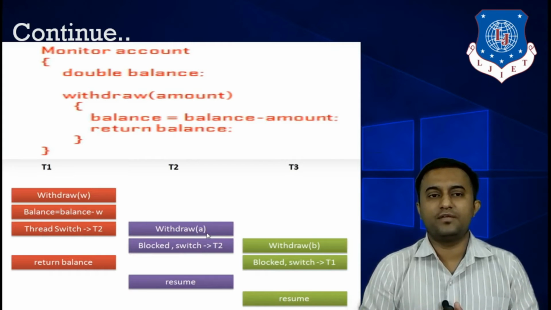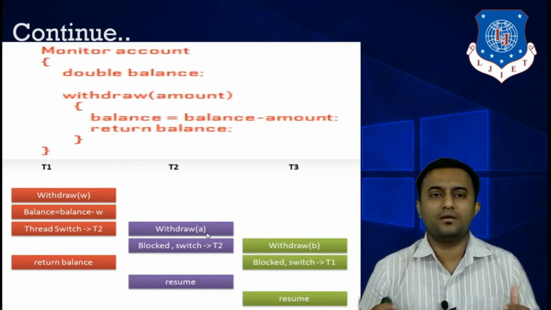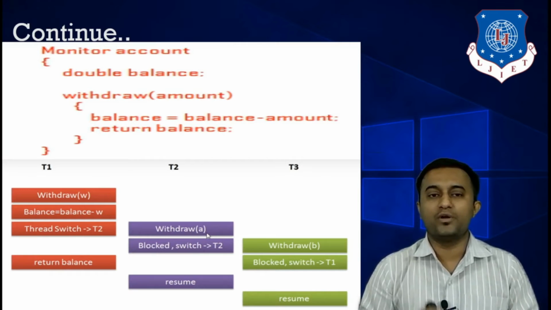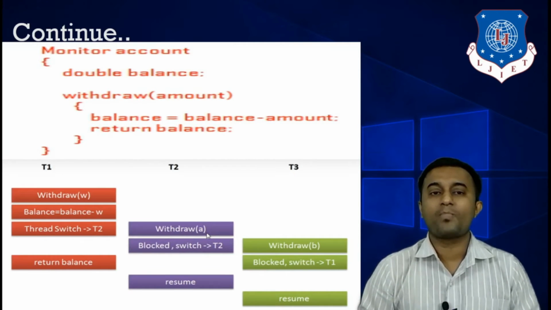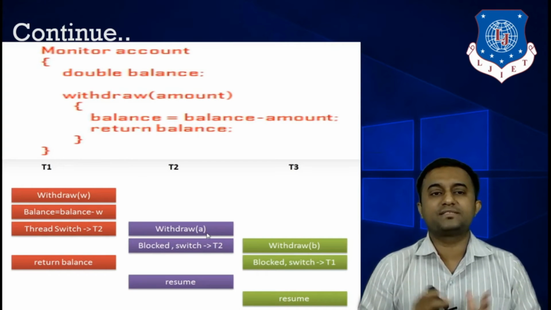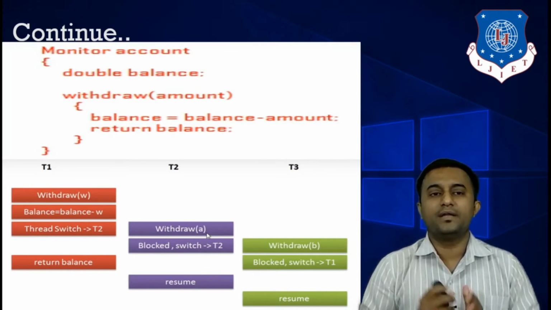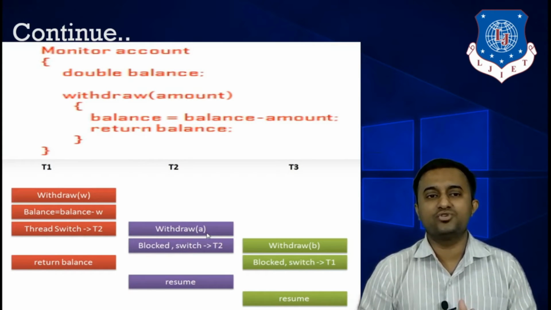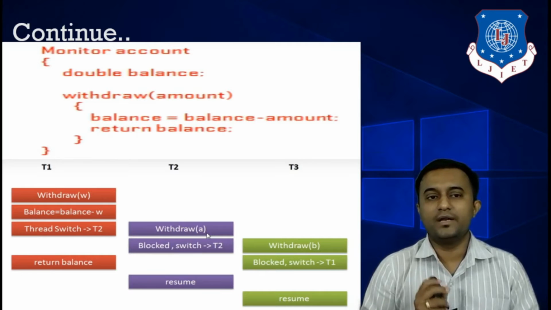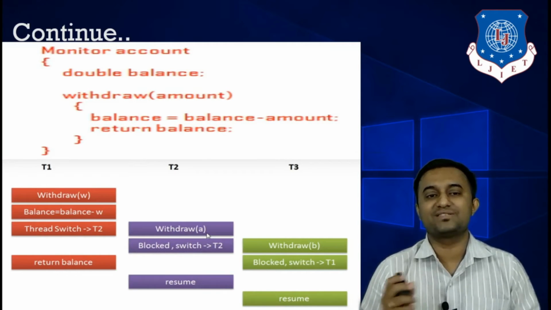Suppose all these threads request to access this monitor at the same time, but as I told you, a monitor can allow only one thread into the monitor for execution. So for example, we have considered T1 accessed the monitor, and it succeeds. So it enters into the monitor, and now it is executing this withdraw procedure. So withdraw W, then it will deduct the balance. Balance is equal to balance minus W.